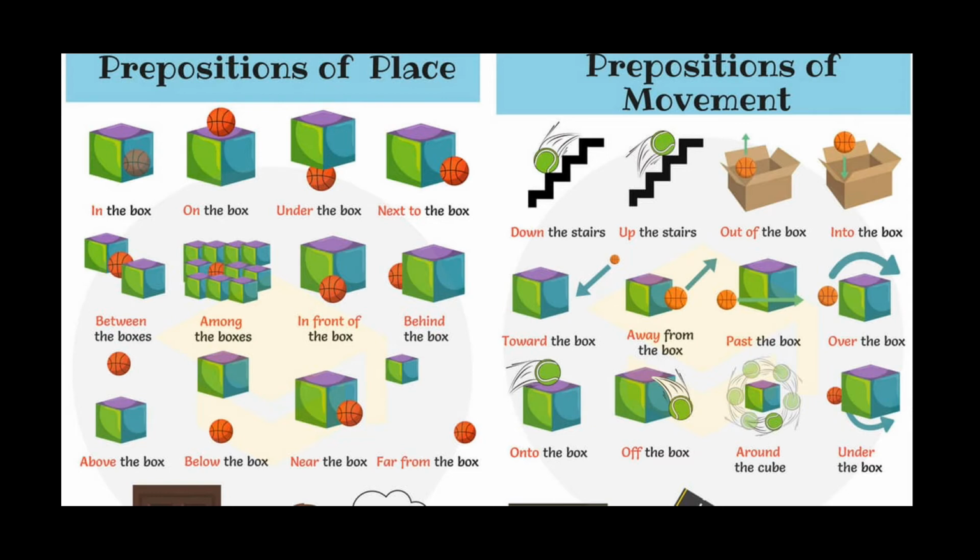And then movement, we go down and up. Those are pretty common. Into and out of. Those show that the ball is moving out or in. Toward, coming in the direction of, away, going away from. You can kind of tell from these pictures. Past is moving, and then it keeps going away from the box. We know over and under. Around is kind of like in a circle.